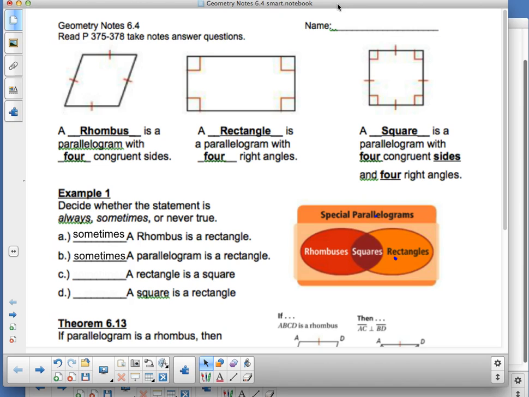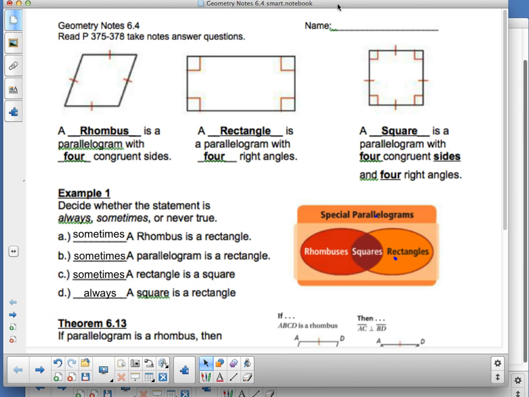A rectangle is a square. Now, I know a square is a rectangle, but not all rectangles are squares, and we can see that from the Venn diagram, so that's sometimes. A square is a rectangle, always, as we look at that Venn diagram and talk about it.